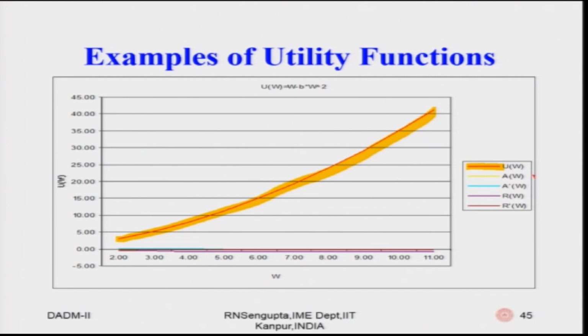You have A of W, which is in yellow, it is somewhere here. If you can plot it, it will be much better for you. Then the bluish green one is A prime, then the violet one is for R, and the brown one is for R prime. If you plot it, you will get the characteristic curves for this U, A, prime, R, R prime for the quadratic utility function.